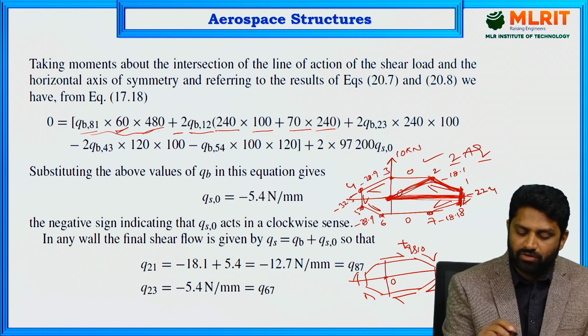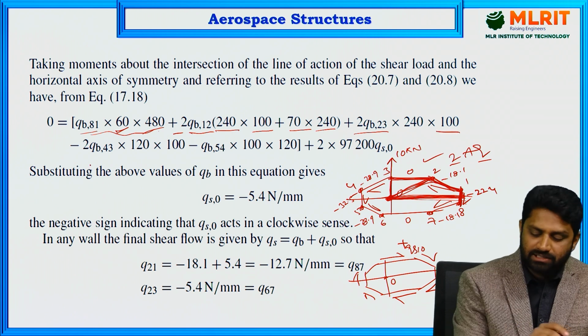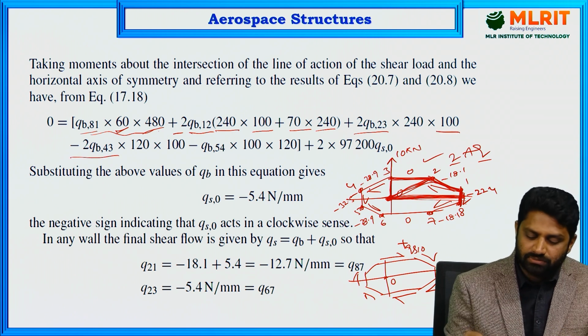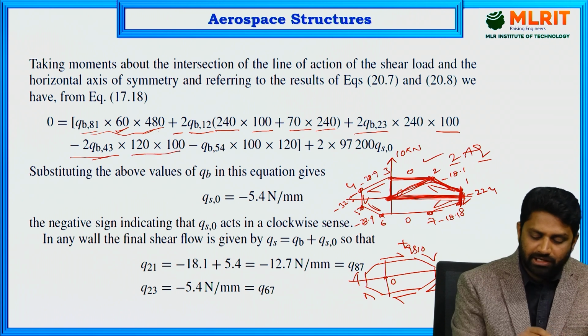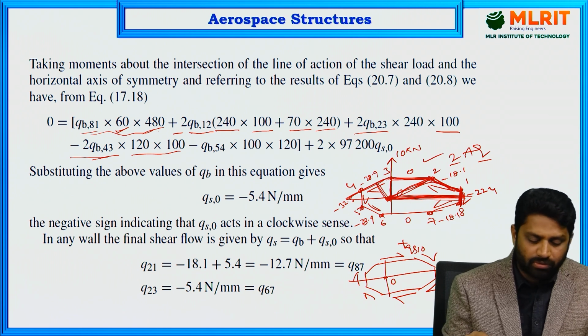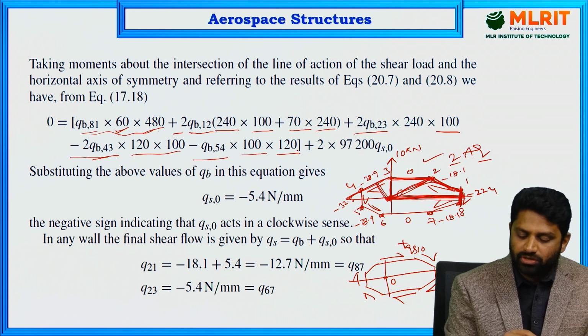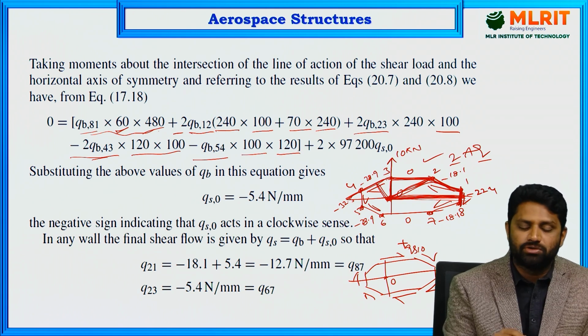Now when it comes to the next one, that is QB23, so 2 into QB23, the length is 240 and the perpendicular distance is 100. The next one is minus 2 QB43 into 120 into 100, which is this length and this perpendicular distance. And then coming to the next one, QB54, minus QB54 into 100 into 120, that you can add. So that way we have written all the shear flows, that is, the moment due to shear flow.